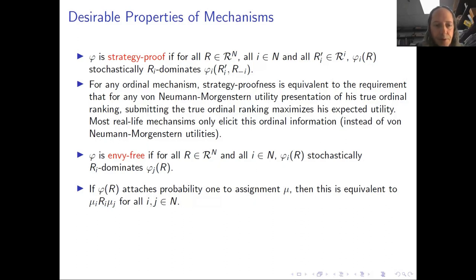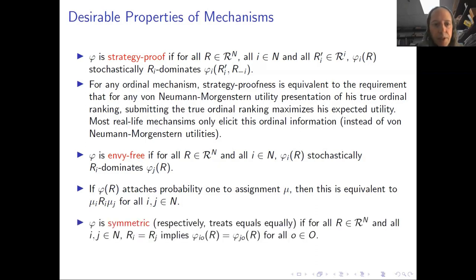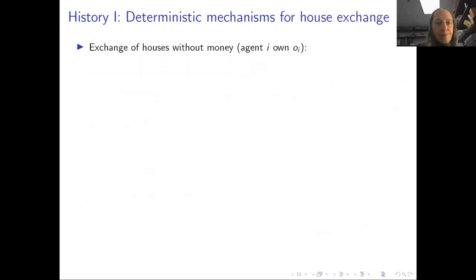Then you might also have deterministic mechanisms. This is if for any profile you attach probability one to an assignment. And then phi is symmetric, so for any profile R and for any i, j, if two agents have the same preference, then they should get the same marginal distribution.